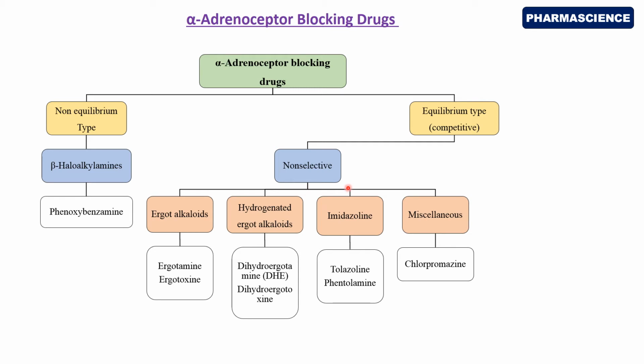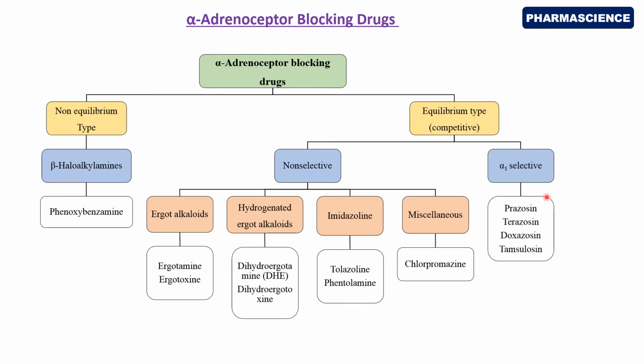Second class of equilibrium type is alpha 1 selective. The examples of this class are prazosin, terazosin, doxazosin and tamsulosin. These are the examples of the second class, that is alpha 1 selective. Third class of equilibrium type is alpha 2 selective. The example of this class is yohimbine. So this is the detailed classification of alpha adrenoreceptor blocking drugs.